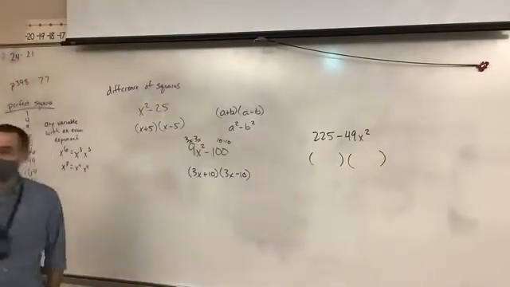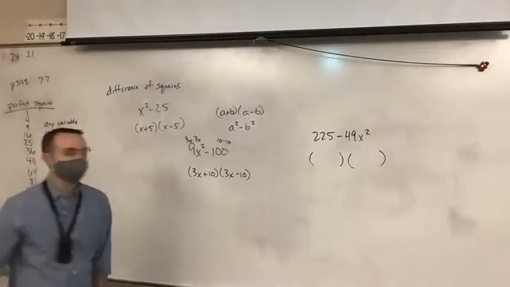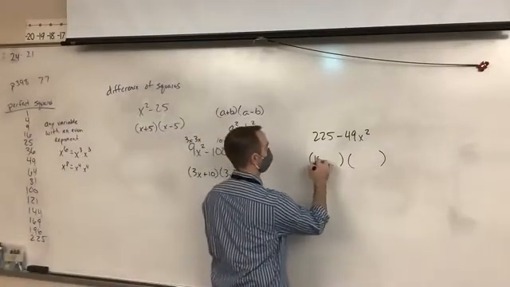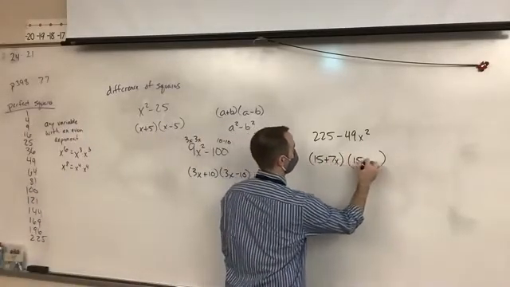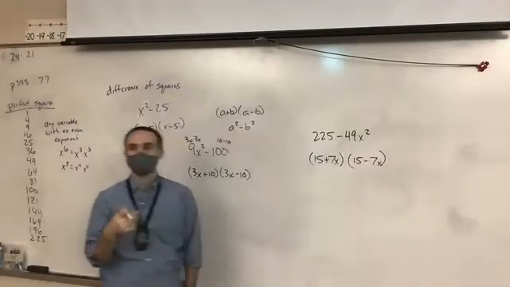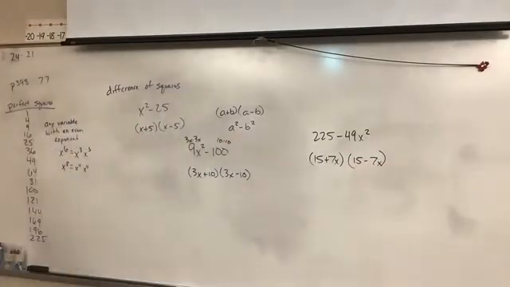So what do we have this time around? Kenzie? 15 plus 7x and then 15 minus 7x. There you go. 15 plus 7x, 15 minus 7x. It does not matter which one is the plus and which one is the minus. You can have them in the other order, completely fine.